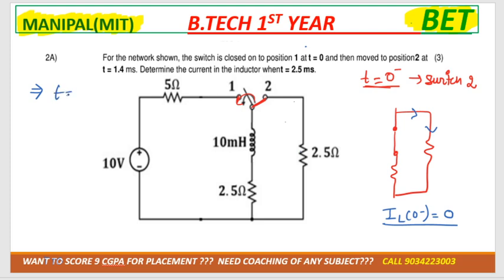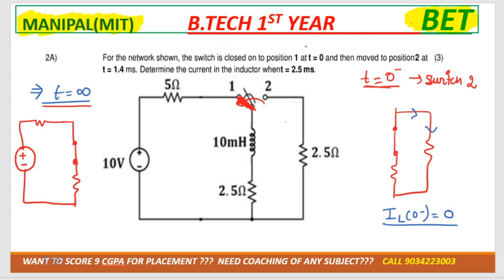Now you have to draw the circuit at t equals to infinity. At t equals to 0, as per the arrow, it is moved towards 1, right? So at t equals to 0, if switch is connected to position 1, then at t equals to infinity also switch should be connected to position 1 only, right? So resistor as it is, inductor will be replaced by a short circuit, resistor again as it is, and then we'll have the voltage source of 10 volt. Got it?